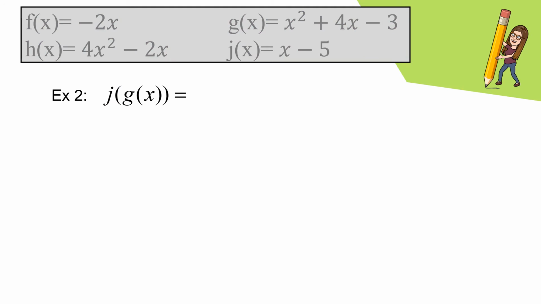For the rest of the examples, you don't need that box, right? You've got that written down in your notes already. So all you need to write down is ex2 and j of g of x.